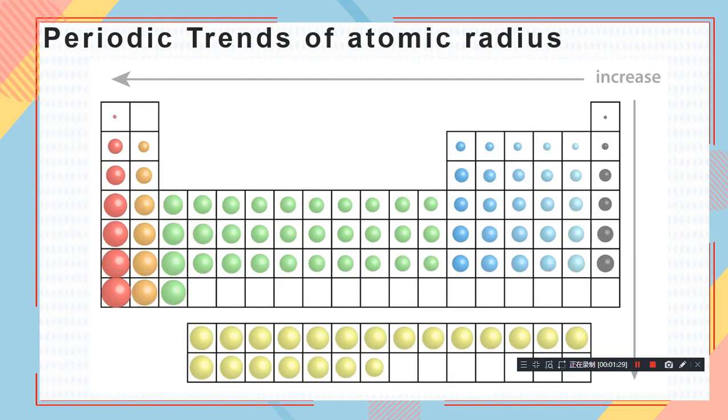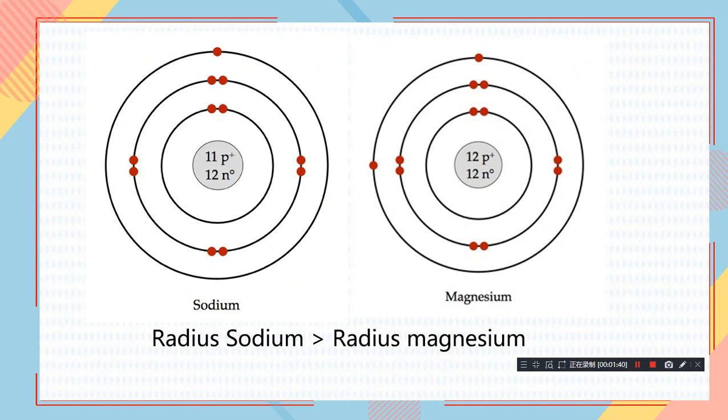For the periodic trend, in the diagram you can see the atomic radius is increasing from right to left and also increasing from top to bottom. For example, I choose sodium and magnesium. Because magnesium has more protons than sodium, it has a bigger effective nuclear charge, which makes the outer electrons closer to the nucleus. So magnesium's atomic radius is smaller than sodium's atomic radius.